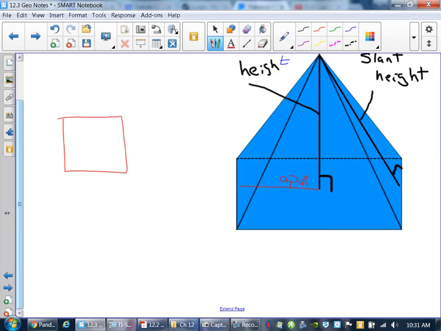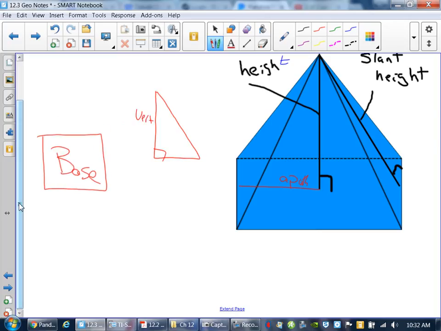Here's the base. Okay, there's the base. This is the vertical height. This would be the slant height. And this is the apothem.